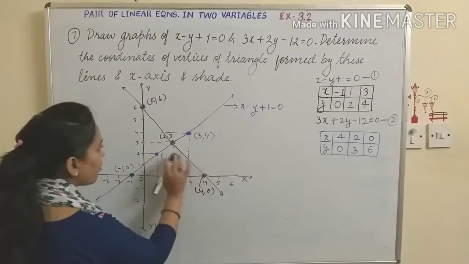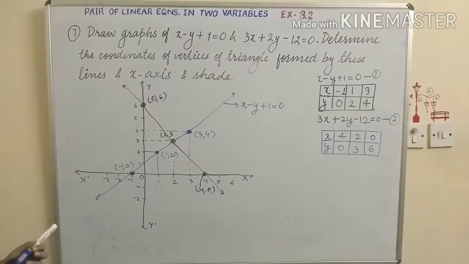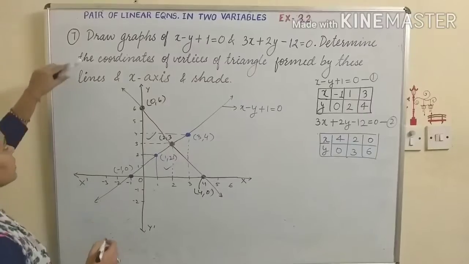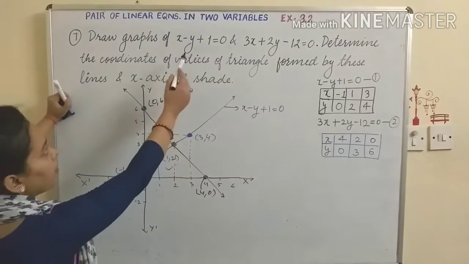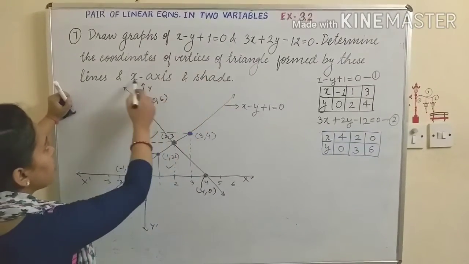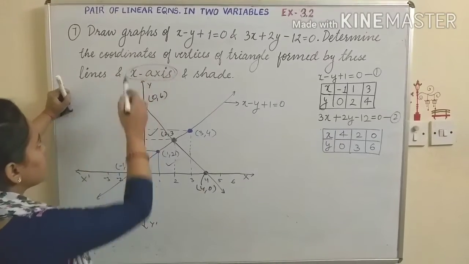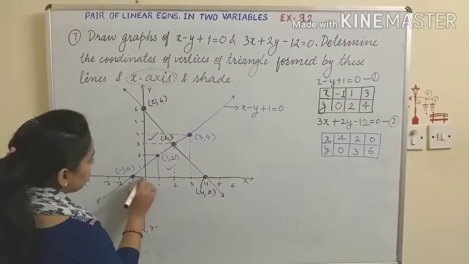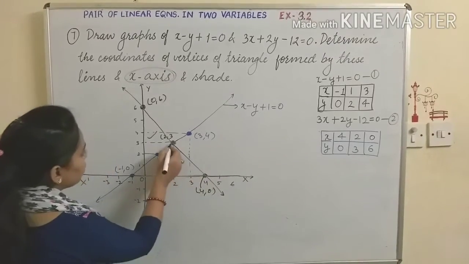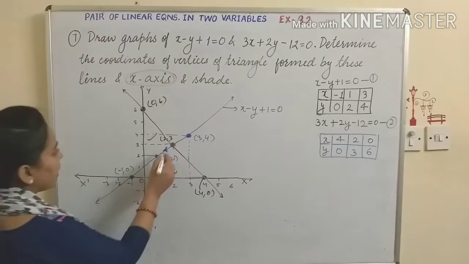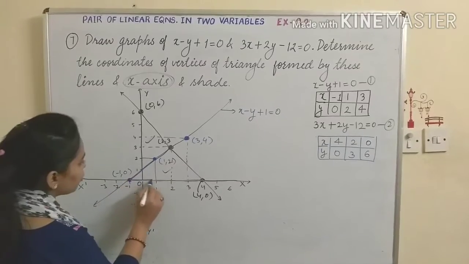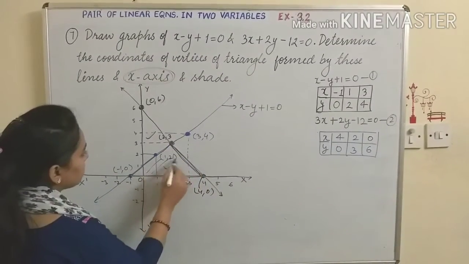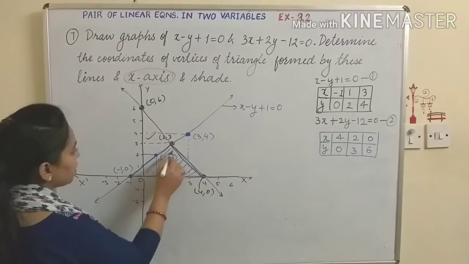It is also in the form of a triangle, but how do we know whether we have to take this triangle or this triangle? See, it was written that we have to take the lines made by these equations and also the x-axis. You can see that the x-axis is this. So the required triangle will be this triangle, and this is the shaded portion.